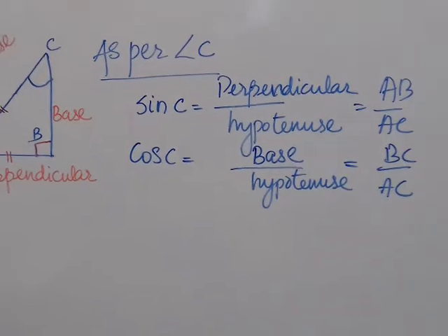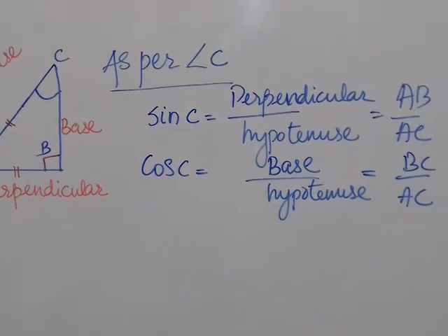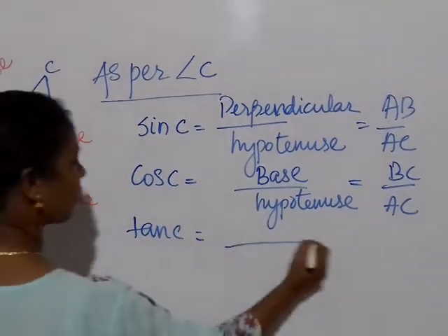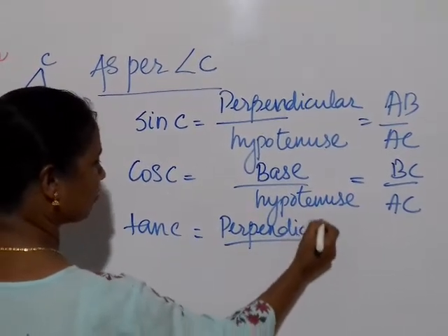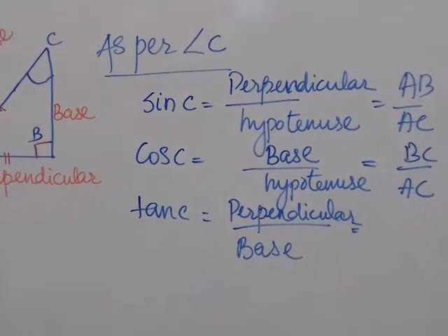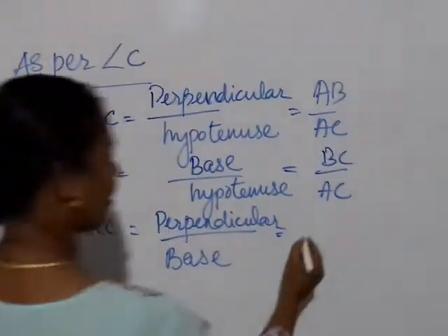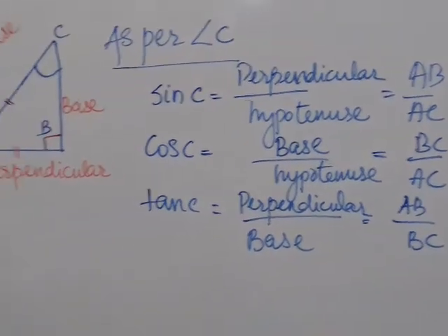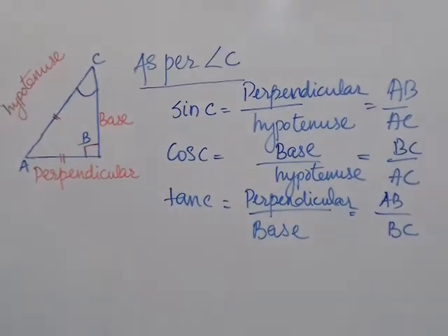Now tan. Prasad Bhole, right? Prasad Bhole, that is tan. Tan C. Prasad means perpendicular. Bhole means base. What is the perpendicular? AB. And what is the base? BC. So AB divided by BC. Okay, understood?